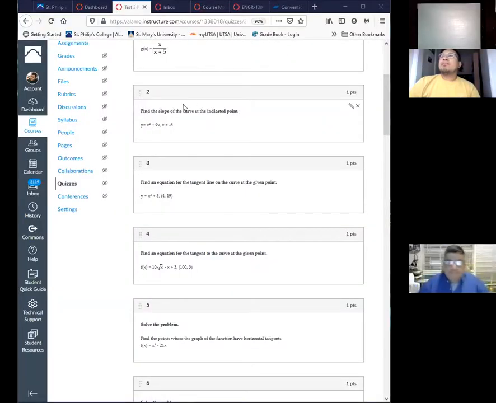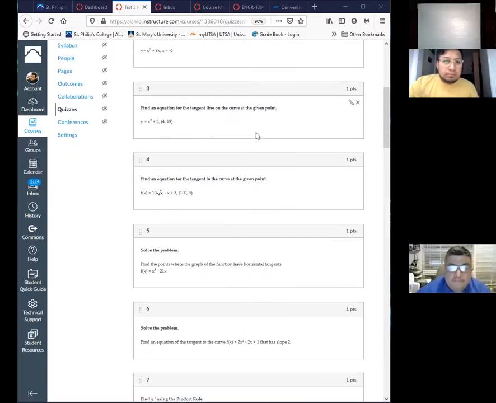Number 2 is find the slope of the curve at the given point. So they give us a point right there, right? So all we got to do is take a derivative once and then plug in the number. That's it. Nothing else to do. I'll leave that one for you.